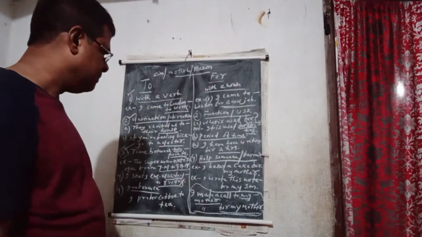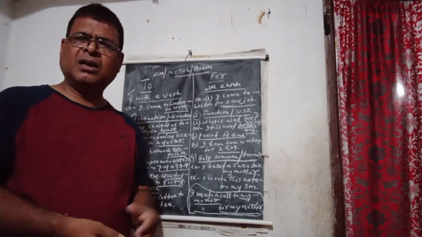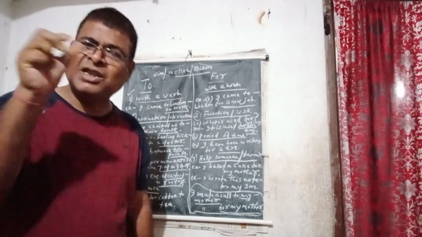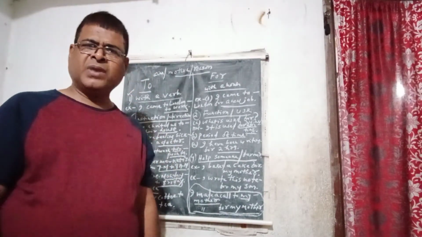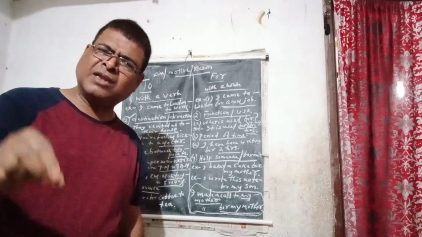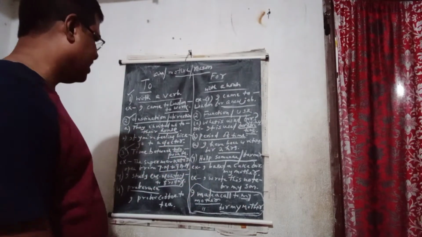Another example: I wrote this note for my son. For my son, because I am going to help my son, to favor my son. So in that case, to help or to favor, "for" is used.